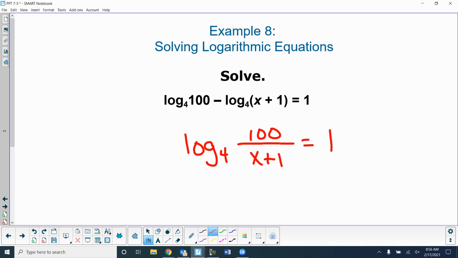Do this now, just like we did the other one. Log base 4. No. Turn it into an exponential problem now. I'm confused. Oh my goodness. 4.